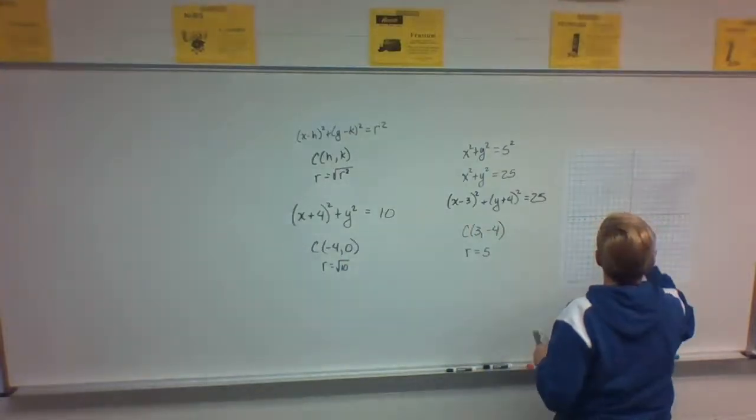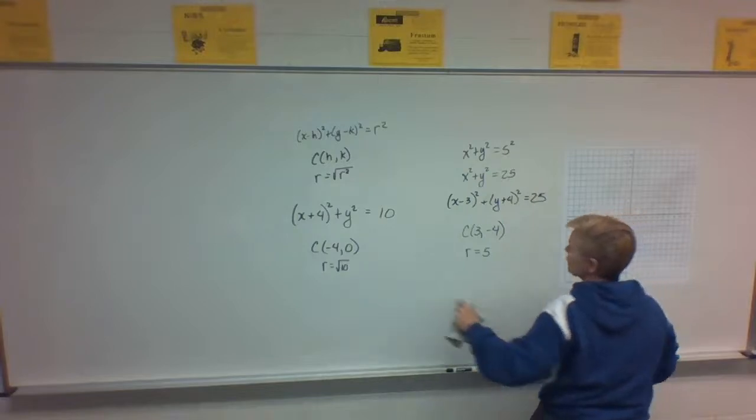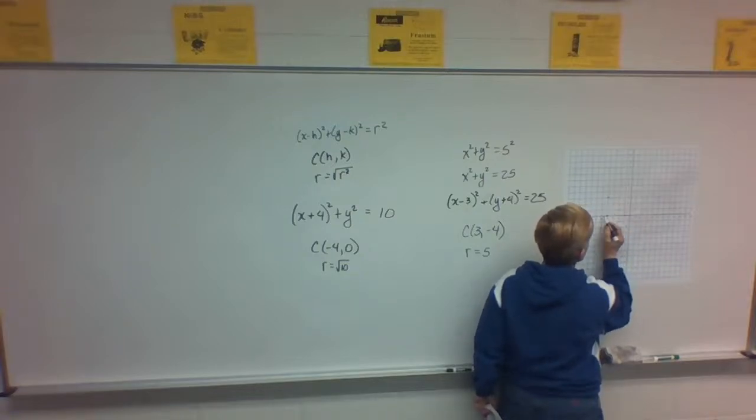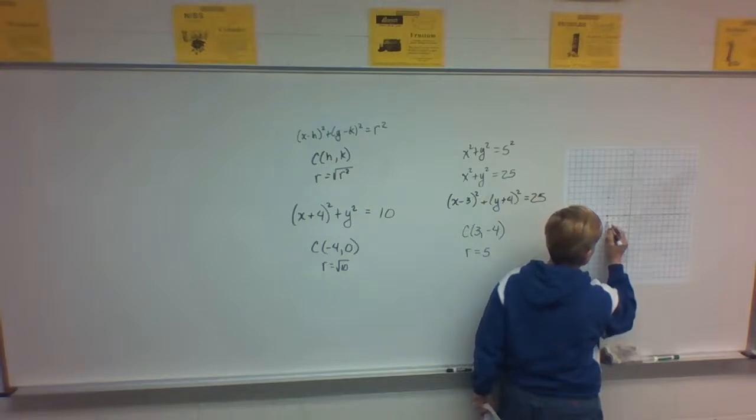Then you would plot the center right there, and then you would count out a little bit more than 3 in all 4 directions. 1, 2, 3, little smidgen more. 1, 2, 3, and a bit. If you actually make it 3, I'll probably still give you credit. 1, 2, 3, and a little smidgen.